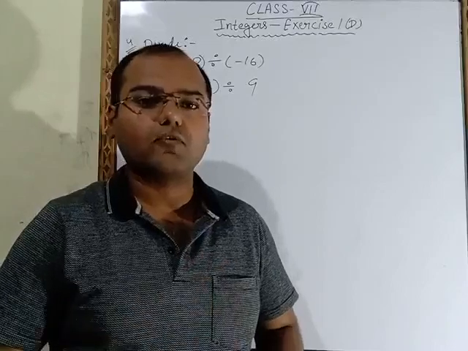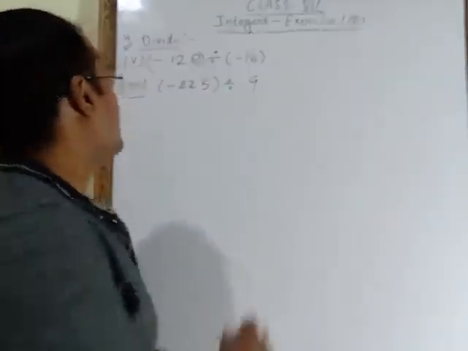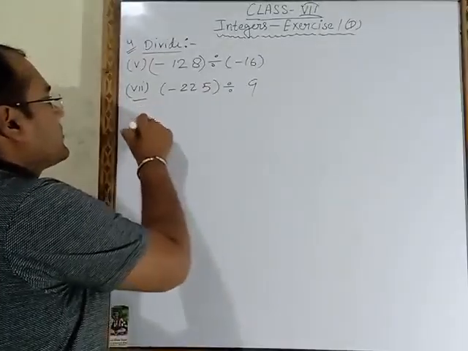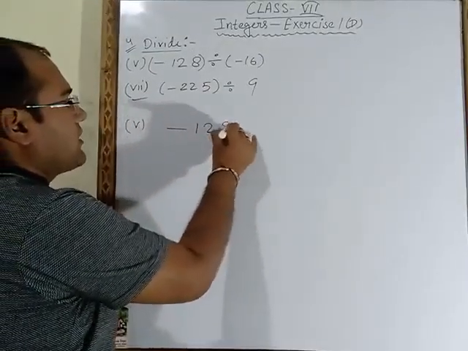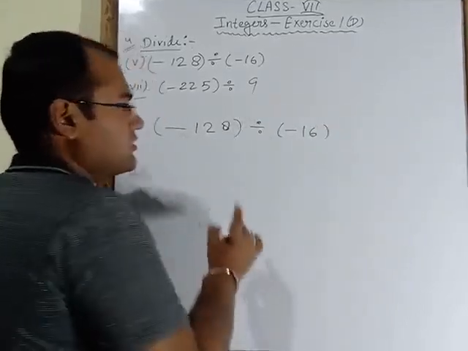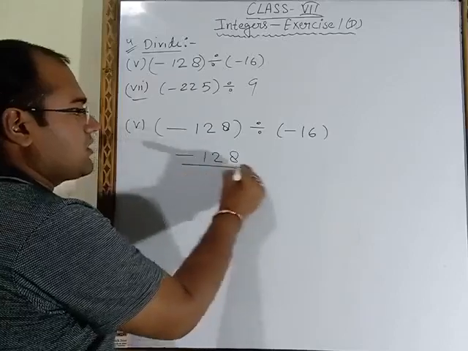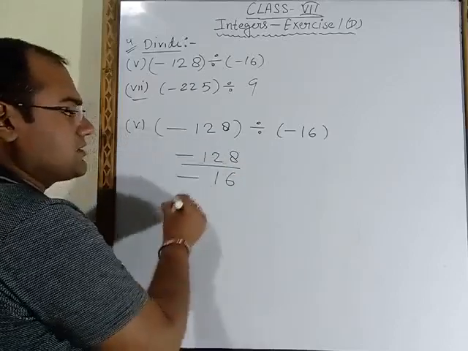Now see question number 4. In the 4th question we have to divide. 5th part. The question is minus 128 divided by minus 16. So in this question what do you have to do? First of all we have to write these numbers in upon form. Minus 128 upon minus 16.